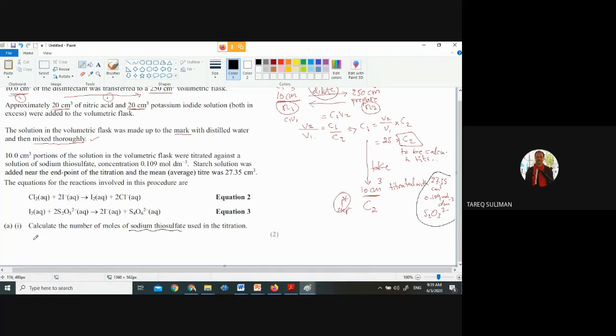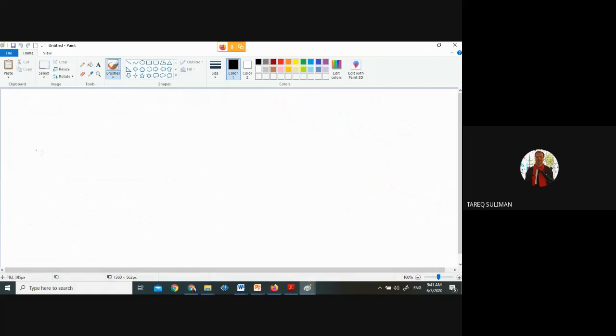Okay. What is the number of moles of sodium thiosulfate? Number of moles of sodium thiosulfate equals the concentration times volume. It is 0.109 times 27.35 divided by 1000. The value is 2.98 times 10 power minus 3 mole. How many significant figures do we have here? 3. So we write 3 significant figures.